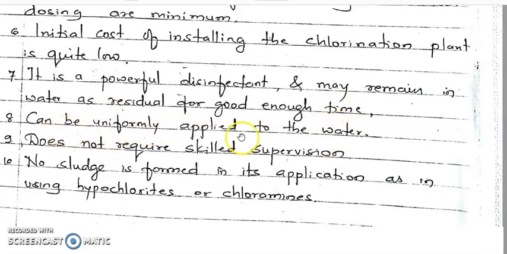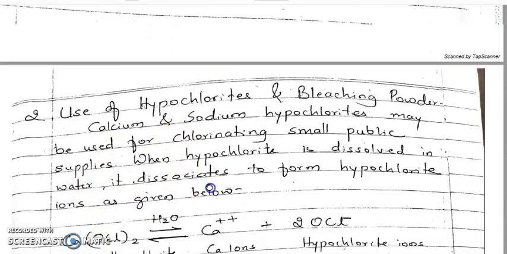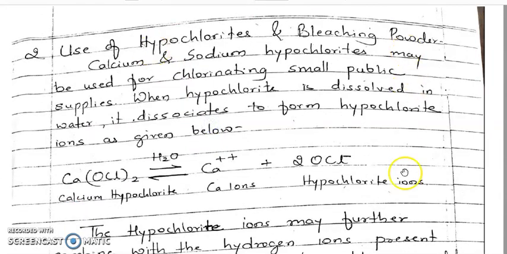It can be uniformly applied to the water, does not require any skilled supervision, and no sludge is formed because it is in a liquid form and a gaseous form. No sludge is formed in its application, as in the case of other types of chlorine products like hypochlorites or chloramines. So no sludge is produced, and it is a very clean process. The other forms of chlorine we'll take in the next video.